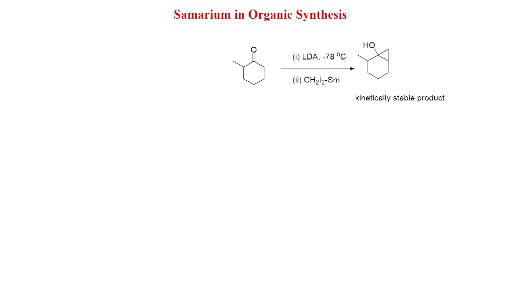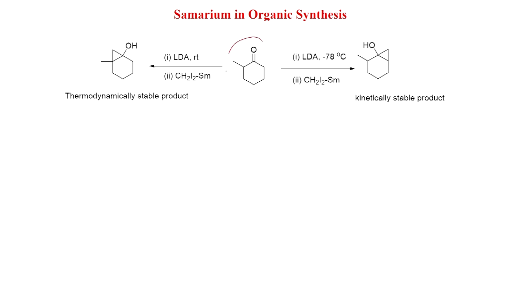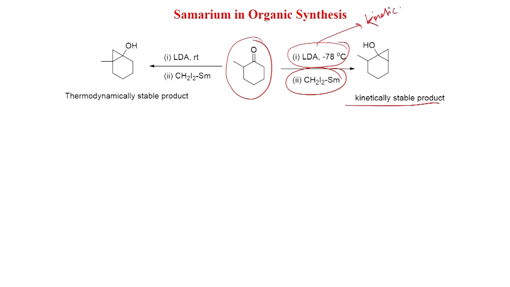Now, we will discuss two kinds of enolates that can be formed. We know one is the kinetic enolate, another is the thermodynamic enolate, and depending on the reaction condition we can get two different kinds of products. Like 2-methyl cyclohexanone, if you treat with LDA at minus 78 degree centigrade and then you put CH2I2 samarium, you get the kinetically stable product. In fact, before that with LDA at minus 78 degree centigrade, you get the kinetically stable enolate or kinetic enolate. And the kinetic enolate will be this side, because this side is substituted, and after that you get this product.